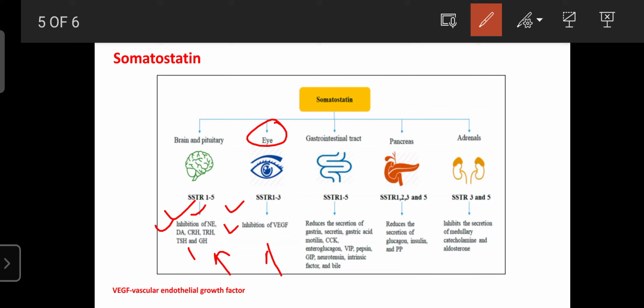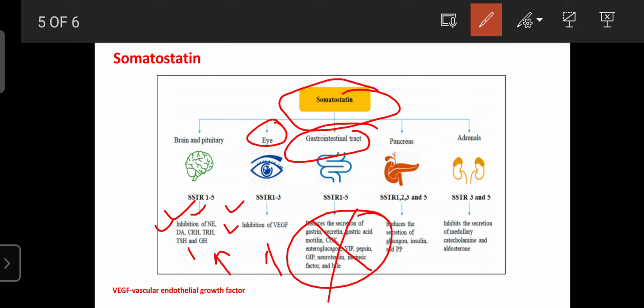And in the GIT, it can reduce the secretion of gastrin, secretin, gastric acid, motilin, CCK, enteroglucagon, VIP, pepsin, GIP, neurotensin, intrinsic factor, and bile. These are all hormones involved in the regulation of gastric motility. That motility is helpful for the digestion and absorption of food in the GIT. Due to the inhibition of these hormones, somatostatin can inhibit the digestion as well as absorption of food from the GIT. Due to that reason, it shows anti-growth hormone activity.